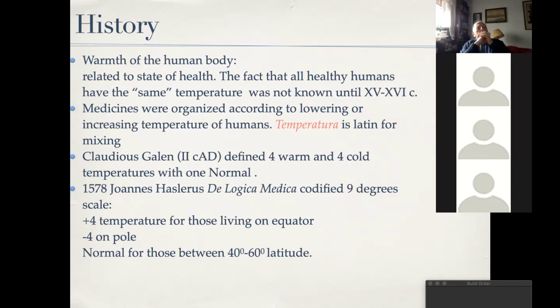There were 4 temperatures which were higher, and the highest temperature, with the number 4, was for those living on the equator. He thought that body temperature depends on where on the globe you are living. And the -4 temperature, Hasler assigned to people living at the North Pole. And the normal temperature, which we would today call the 0 temperature, was assigned to those living, roughly speaking, at our latitudes. And this was all more or less the same.